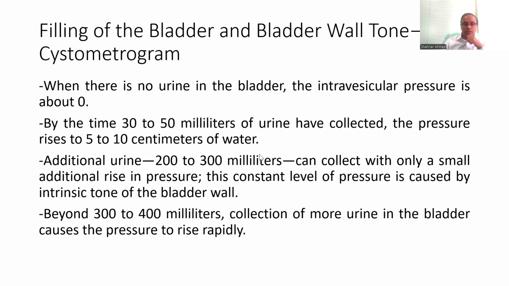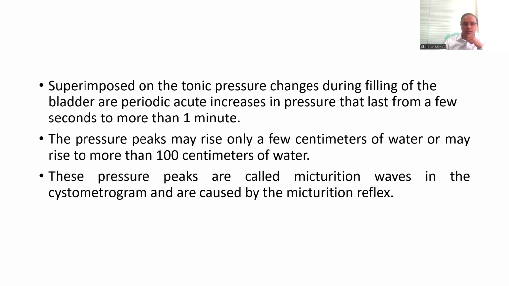So this slow and steady rise of the pressure of the urinary bladder, graphed, is called a cystometrogram. These pressure peaks are called micturition waves in the cystometrogram.